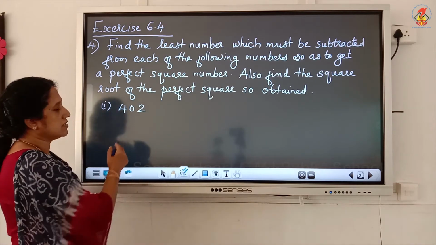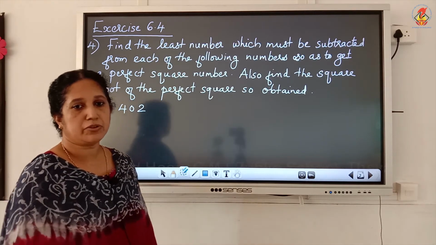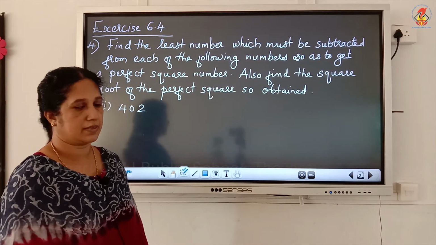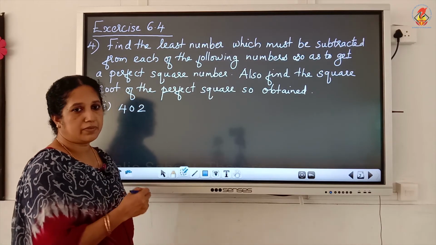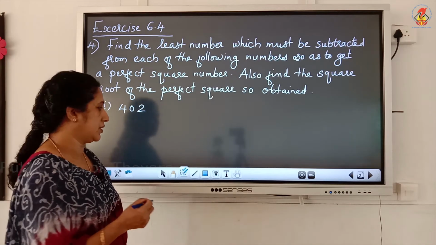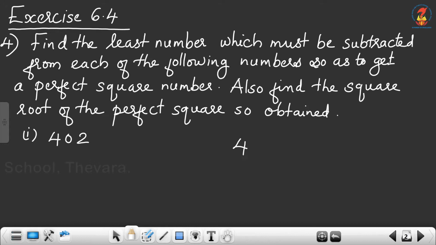Now here the number is 402. So try to find out the square root of 402 by division method. Here we will apply the division method. So we have to place bars over every pair of digits, starting from the digit at ones place.